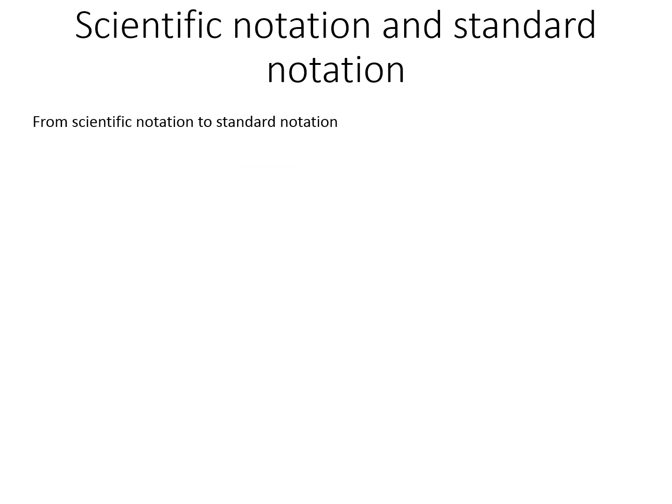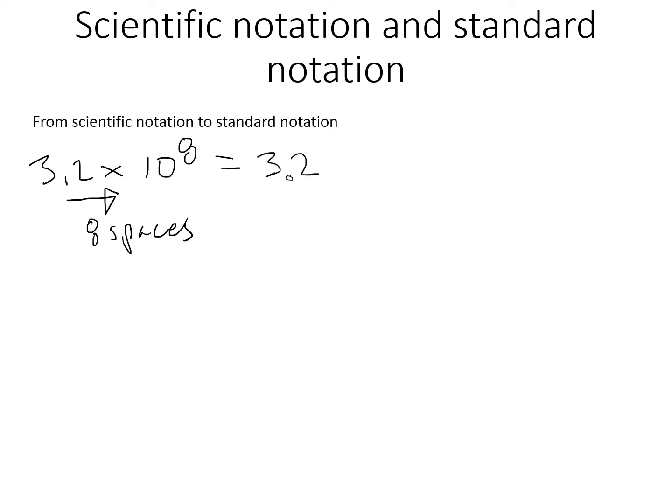And how would we go from scientific notation to standard notation? Well, let's say we have a number such as 3.2 times 10 to the 8th. That means we're going to take this decimal point and move it that way 8 spaces. So 3, 2. Here's my decimal point right here, right? And we're going to go 1, 2, 3, 4, 5, 6, 7, 8. There it is. And then we fill in the zeros.